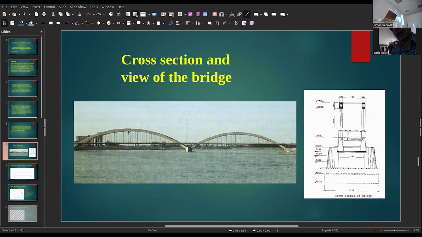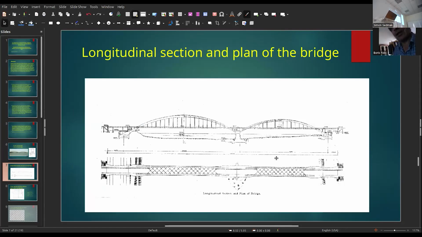It is a long arch and a small arch. This is the right bank. Erosion. The left bank and caisson, and the danger to the integrity of the bridge.